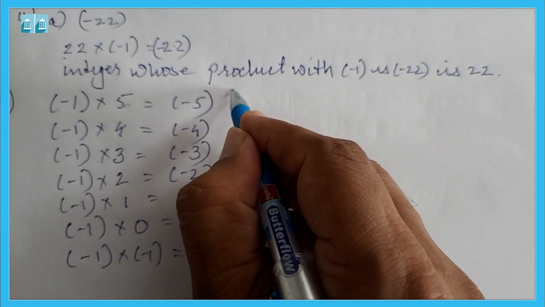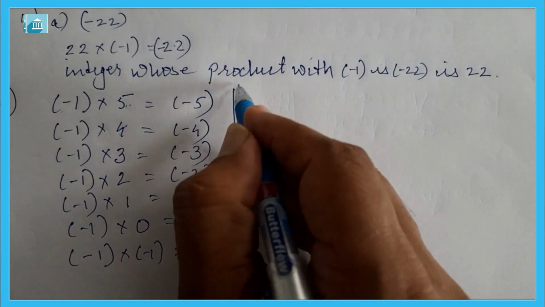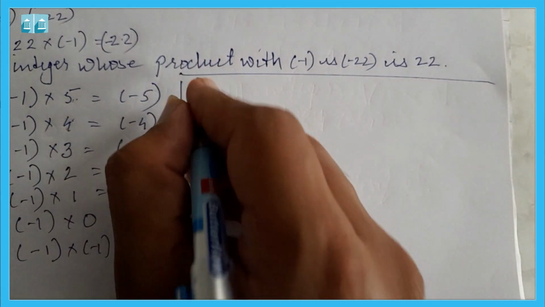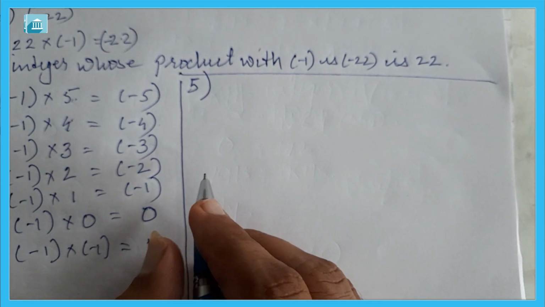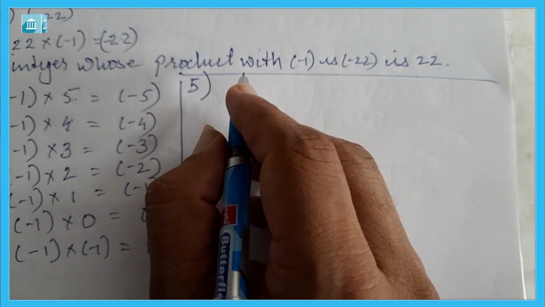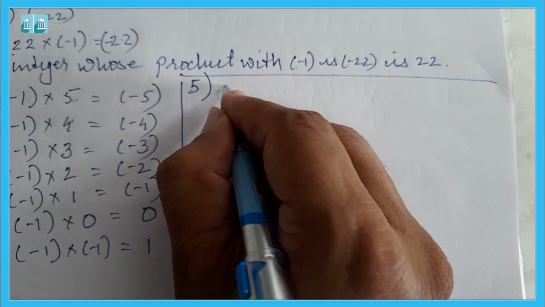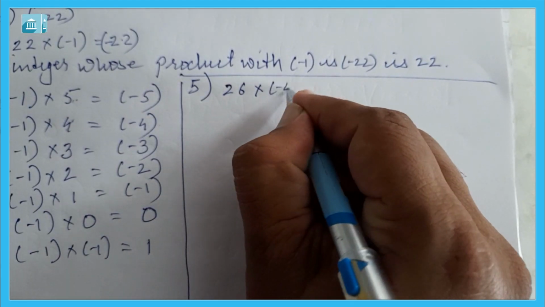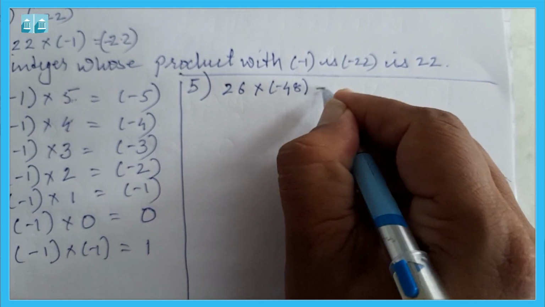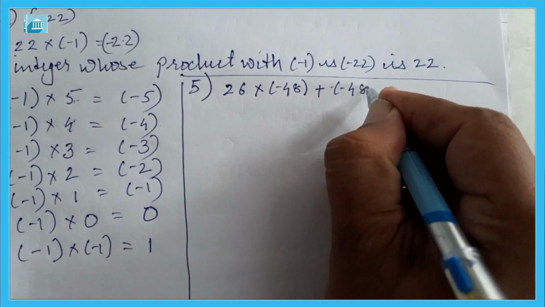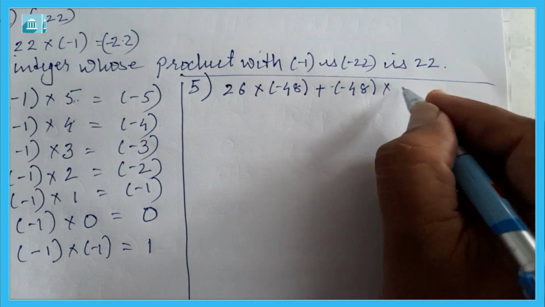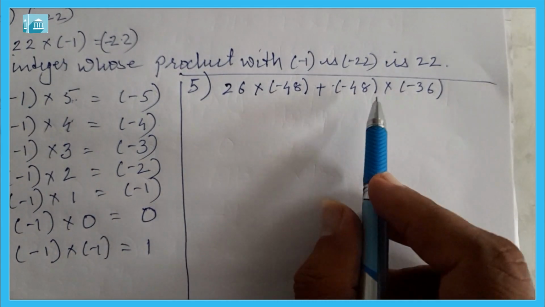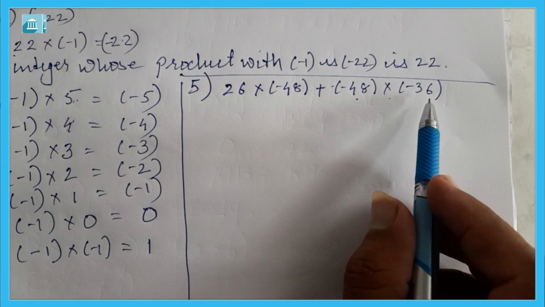Now let us see question number 5. It is given: find the product using suitable property. By property we have to see this. Okay. Here first it is given 26 into -48 plus -48 into -36. 26 into -48 plus -48 into -36.